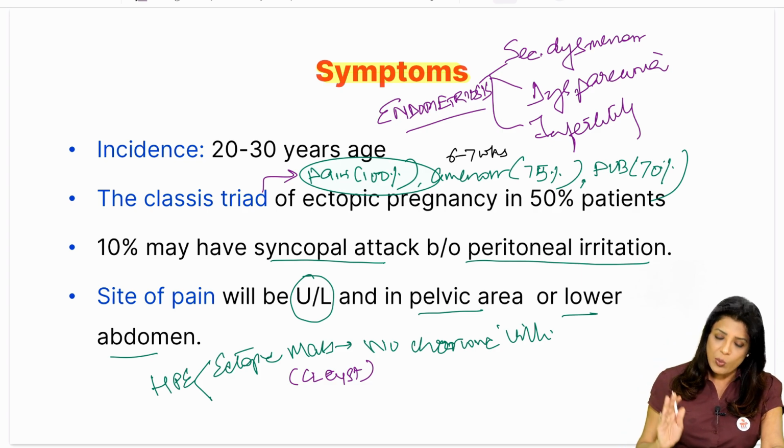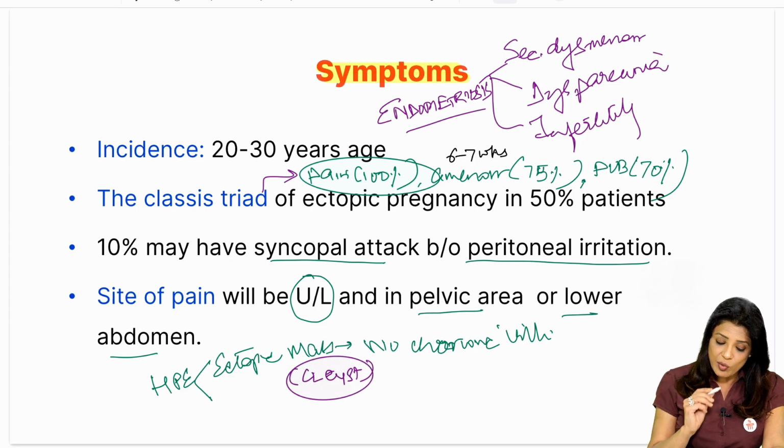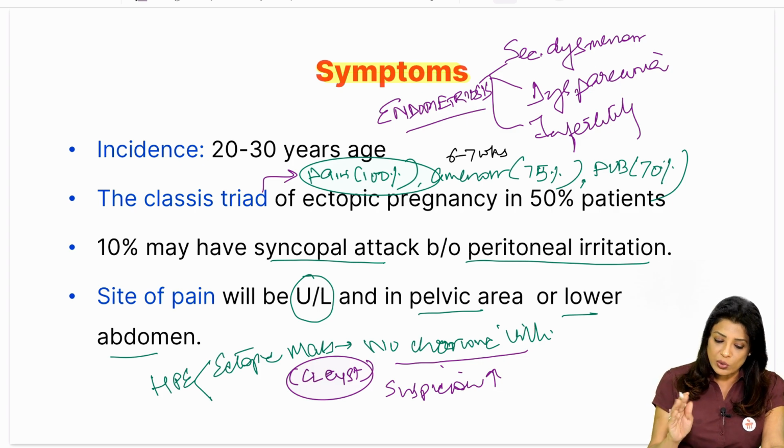So that is one of the exceptions that happened in my practice, but you don't have to quote that. The main thing I want to tell you is, if you don't find any chorionic villi, still the suspicion is high, then you cannot rule out ectopic. High suspicion, no chorionic villi, you cannot rule out ectopic, right?